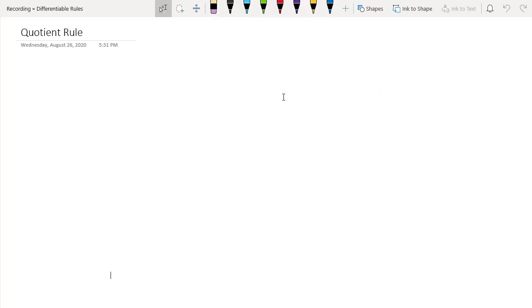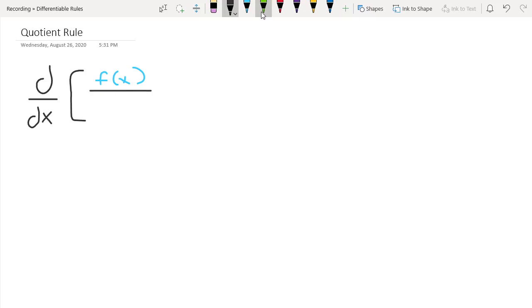Today I'll be discussing the quotient rule, which will allow you to easily find the derivative of two differentiable functions divided by each other. So let's get started. So let's say we are asked to find the derivative of f of x divided by g of x.